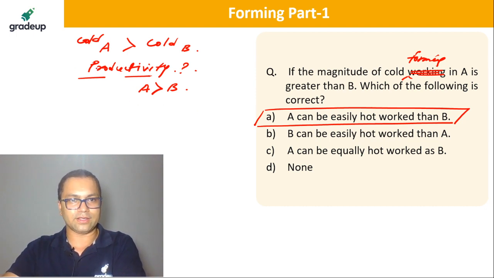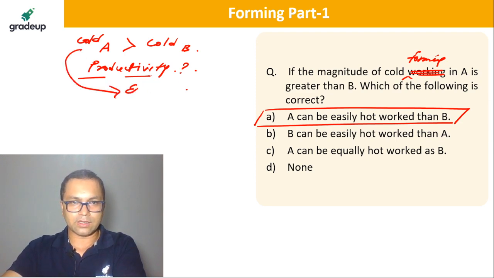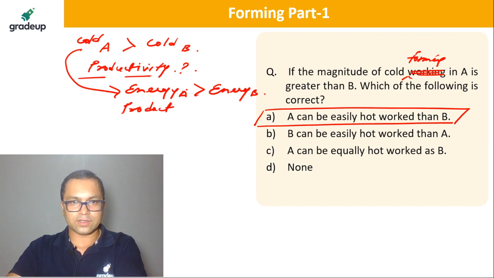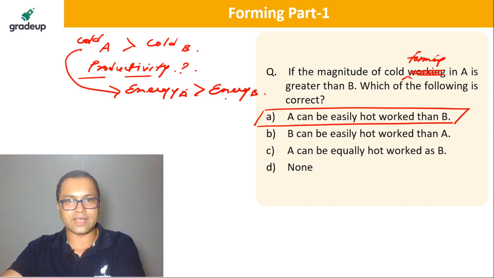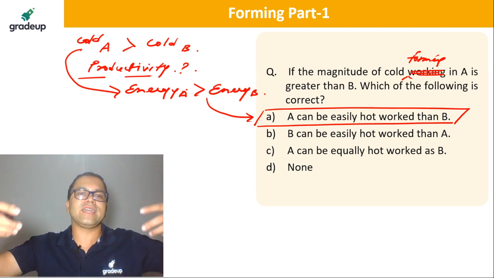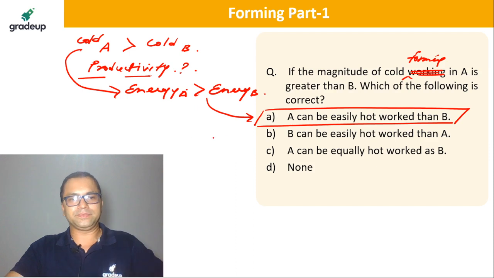Let me write it again. So productivity you need to find. What it means here is the energy of A is greater than the energy of B, so the productivity of A is also greater than the productivity of B. Energy of A is greater than energy of B, so that's why A can be easily hot worked than B, because it already has energy, isn't it?